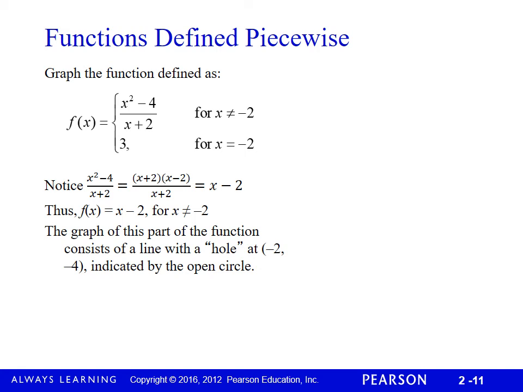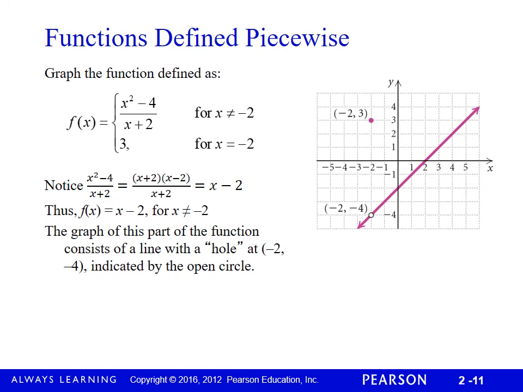So the graph of this part will consist of a line with a hole at it, with that open circle or hole at negative 2, negative 4, okay? And there you can see it there. So here's our line. Whoops, where's my arrow? There we go. With a hole in it at negative 2, negative 4, okay?